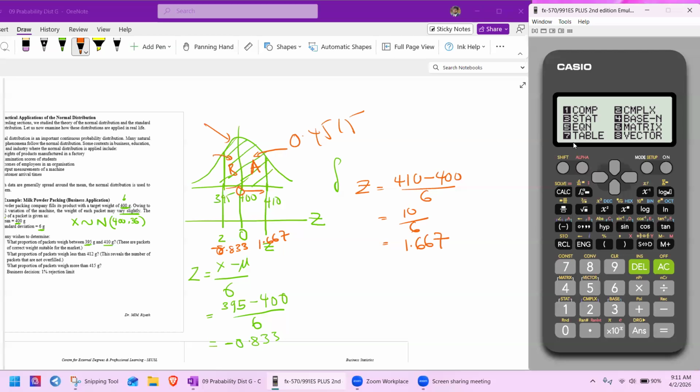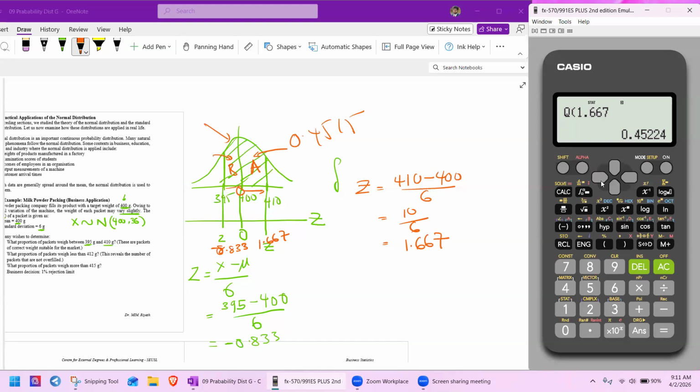Already in the statistical mode, one sample, stat distribution. We want 0 to Z, so therefore we can use Q. That is 1.667. So actually this is 0.45224.